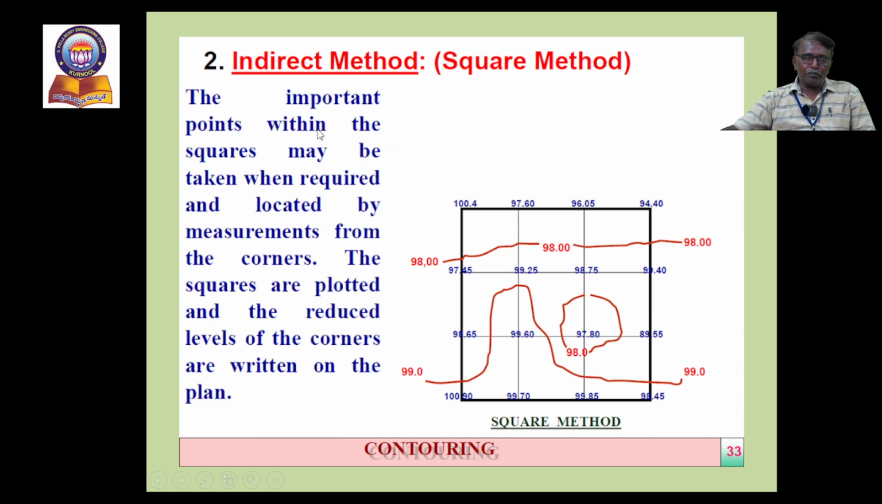Next, the important points within the squares may be taken when required and located by measurement from the contours. The squares are plotted, and then the reduced levels of the corners are written on the plan.